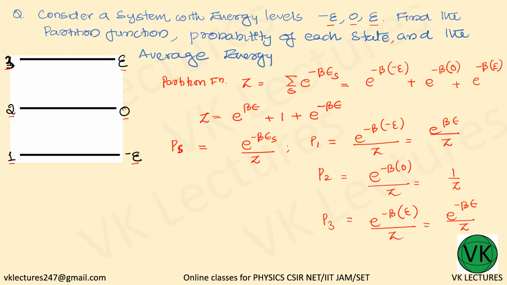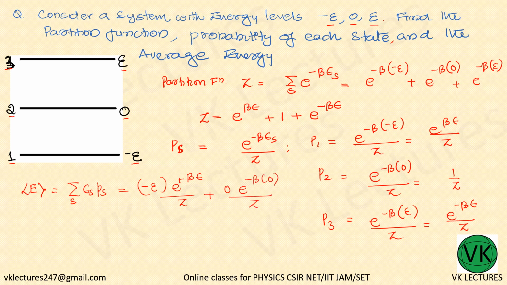Now we need the average energy. The average energy, or the expectation value of the energy E, is equal to the sum over S of ES PS. So let's start. The first state energy is minus E into PS, where PS means corresponding to the first state. So P1 is e to the power plus beta E by Z, plus the energy of the second state is 0 into e to the power minus beta into 0 by Z.